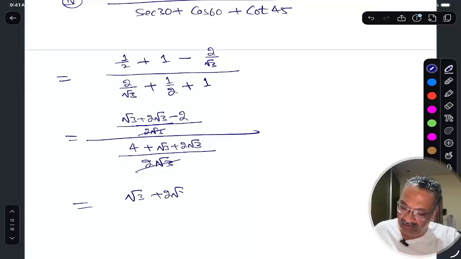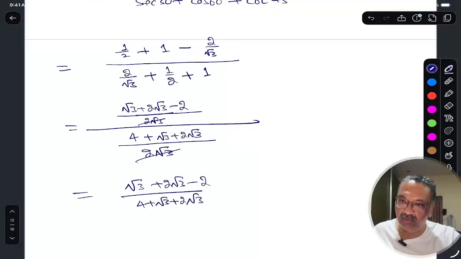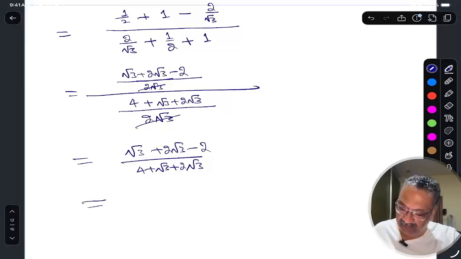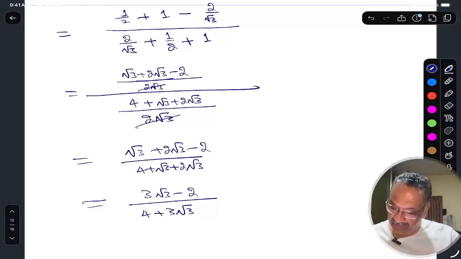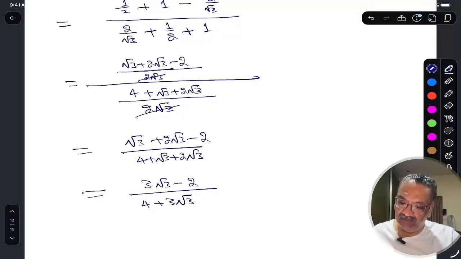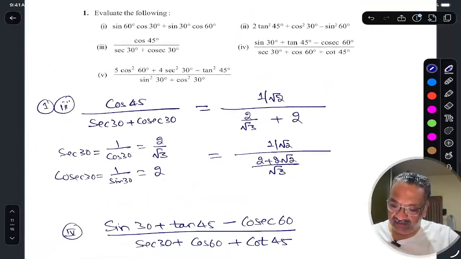plus 2 root 3 minus 2 divided by 4 plus root 3 plus 2 root 3. This is nothing but 2 root 3 plus root 3 is 3 root 3 minus 2 divided by 4 plus 3 root 3. Okay, this is the fifth part.